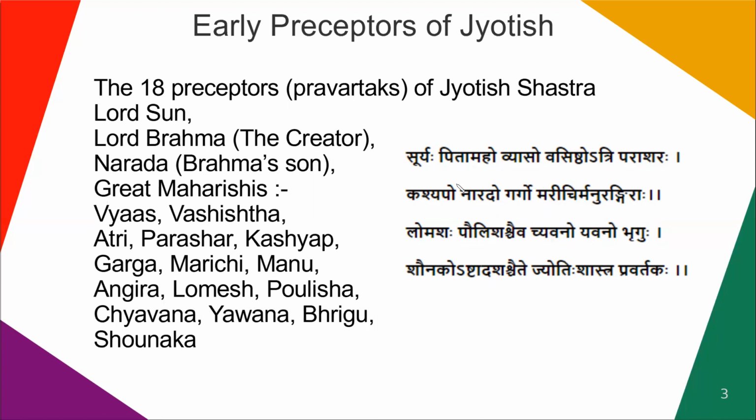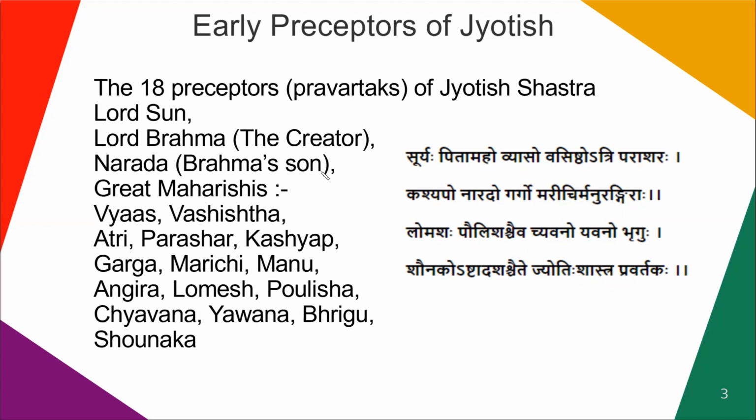The king of our solar system, God's son, Brahma, the creator of this universe, is said to be one of the early preceptors or pravartaks of this great science. This tells that Jyotish is as old as this creation.